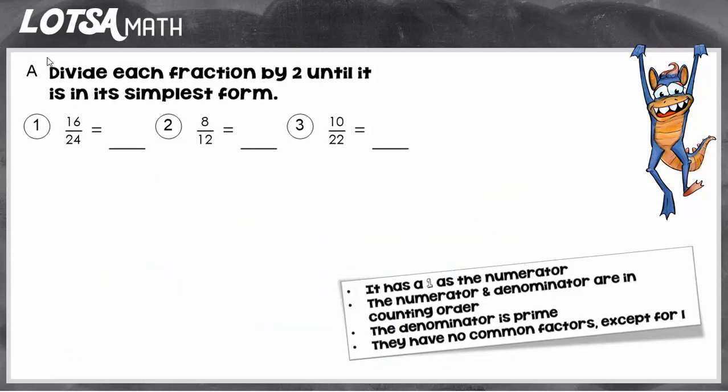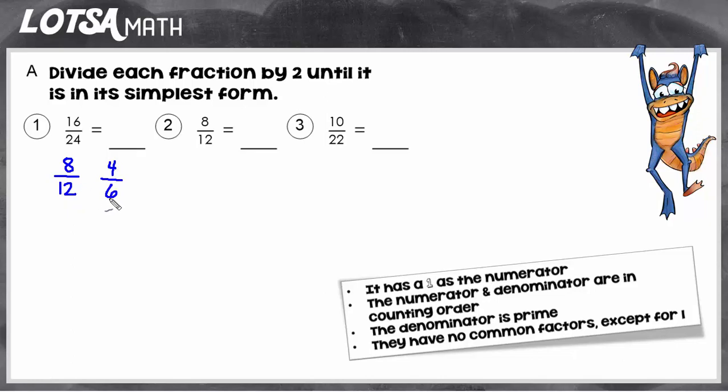For number 1, we have 16/24. Since they're both even, I know I can divide them both by 2 at least one time. So 16 divided by 2 would be 8, and 24 divided by 2 would be 12. So I've made a simpler form, but they're still both even, so I know that I can divide them again. So if I divide 8 by 2, I would get 4, and 12 divided by 2 is 6.